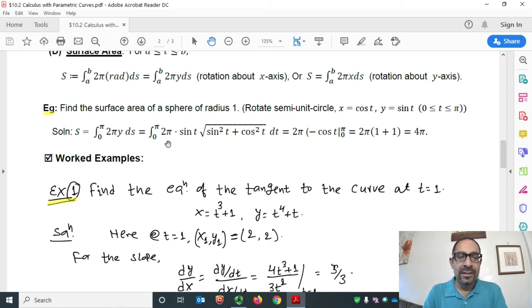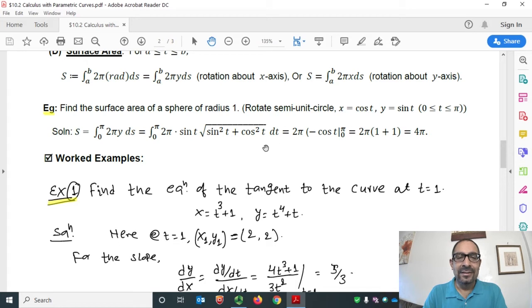This equals the integral from 0 to pi of 2 pi, y is sine t, so this is sine t, and ds is the radical of (dx over dt) squared plus (dy over dt) squared. So dx over dt turns out to be negative sine t. Then it is squared, so that negative goes away, so simply sine squared t, plus dy over dt squared: the derivative of sine t is cosine t, so cosine squared t, dt. Again, we know sine squared t plus cosine squared t is 1, so in the next step we have the integral from 0 to pi of 2 pi sine t dt.